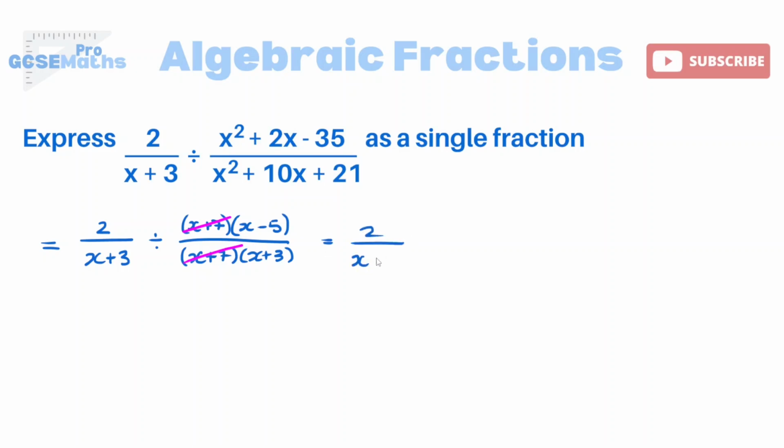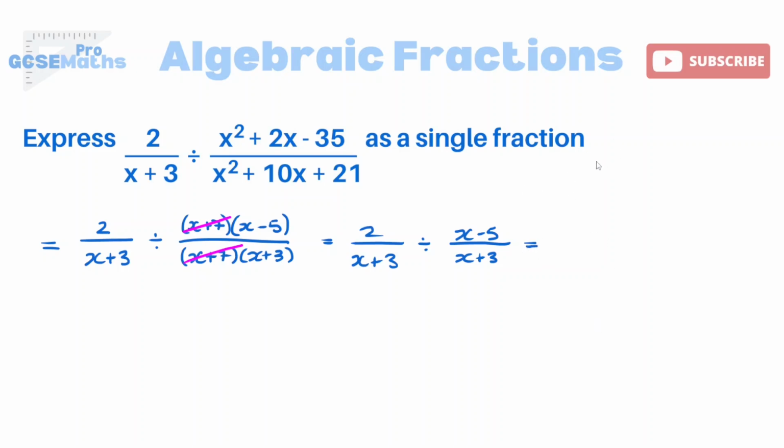We've got 2 over x plus 3 still. Divide x minus 5, x plus 3. So it's already looking a little bit nicer. As I said, you can divide it first if you want and then simplify, but either way you're going to have to do both of those things. You're going to have to simplify and divide, whichever order you like. Now I'm going to divide it.